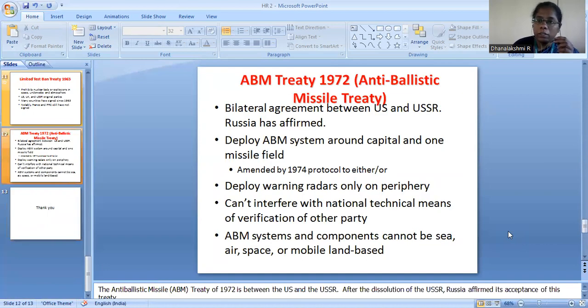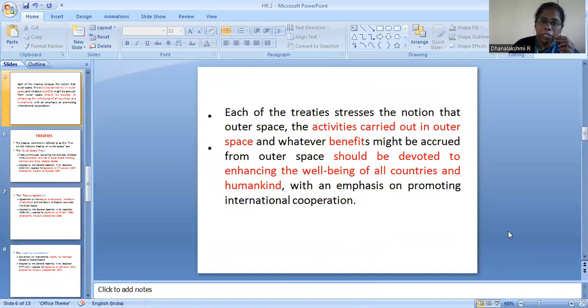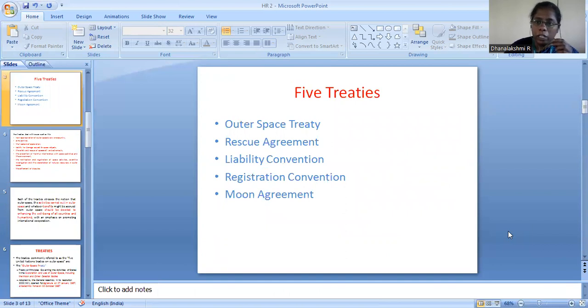So for international space law, we have these 5 major treaties: Outer Space Treaty, Rescue Agreement, Liability Convention, Registration Convention, and Moon Agreement.